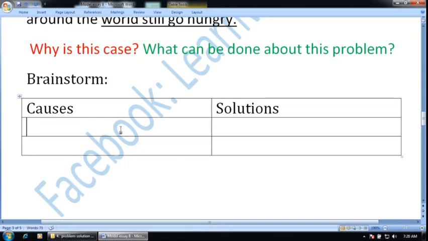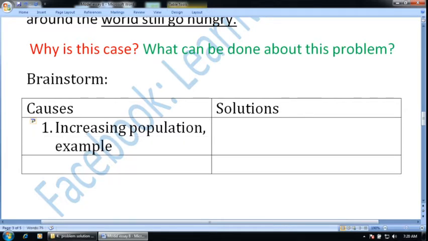So what can be cause that there are agricultural advances but still people go hungry? What can be cause in your mind? Just brainstorm, just imagine what can be the causes. There are advances in agriculture, there is more product but still people go hungry because our population is increasing a lot. Increasing population. How I would explain this? I would give some example of how the population has increased in recent years, or some example. I will invent some example here.